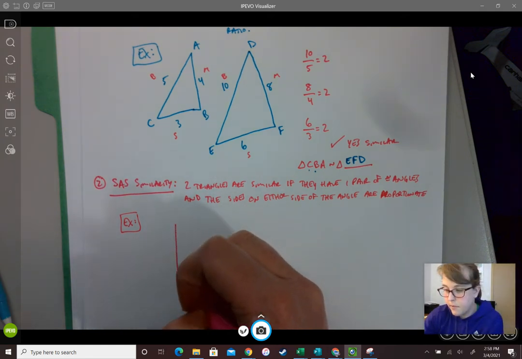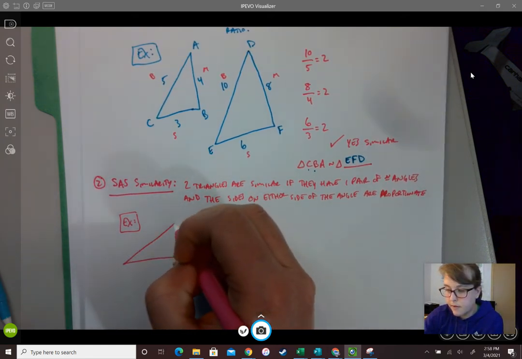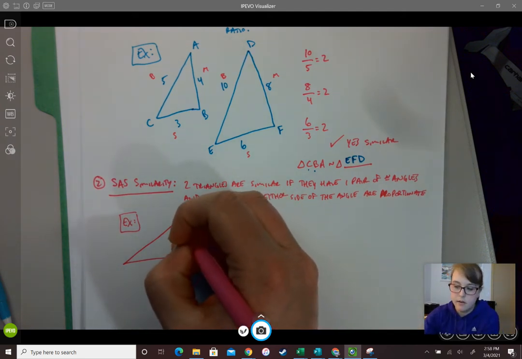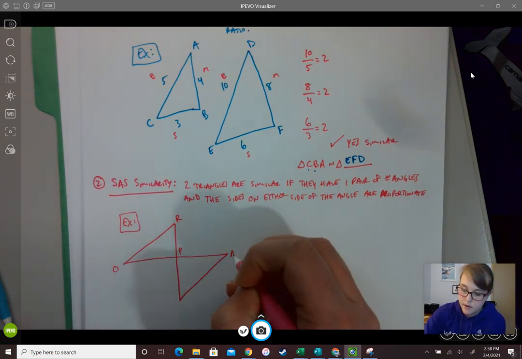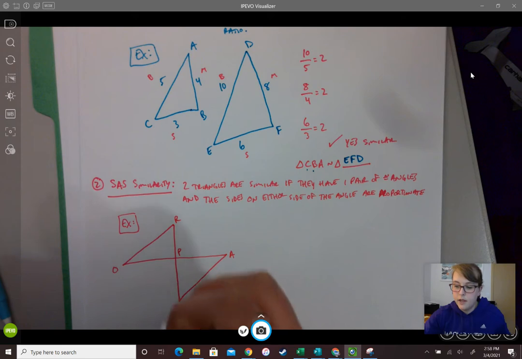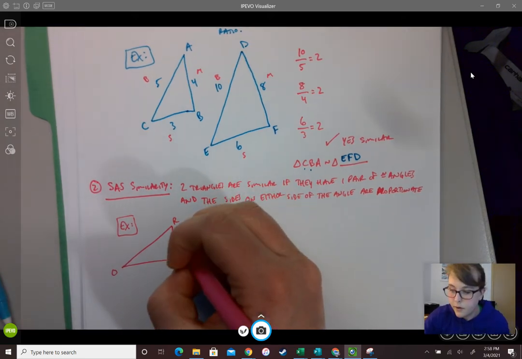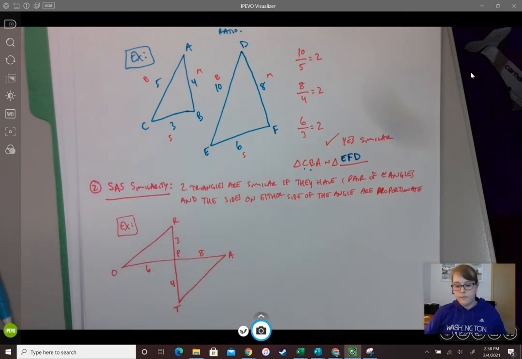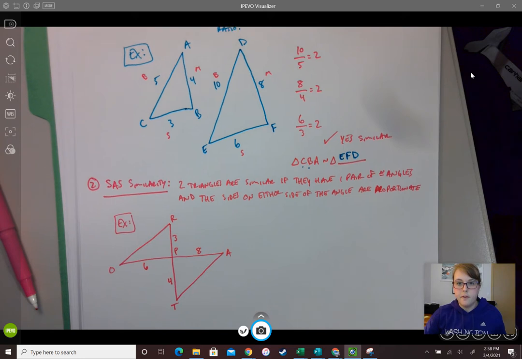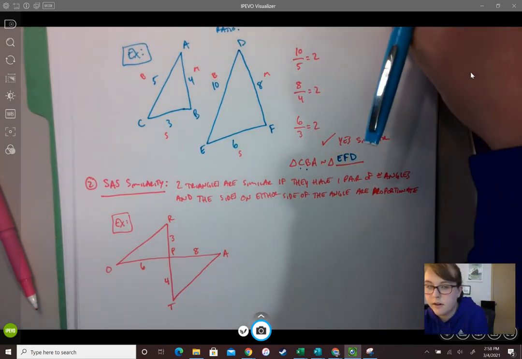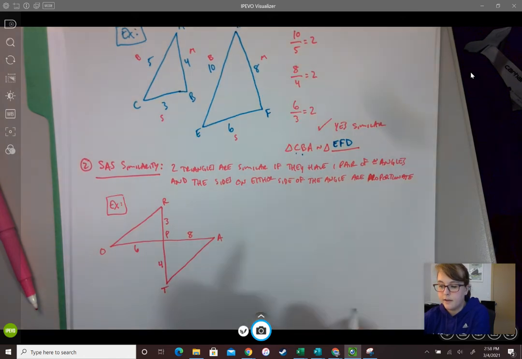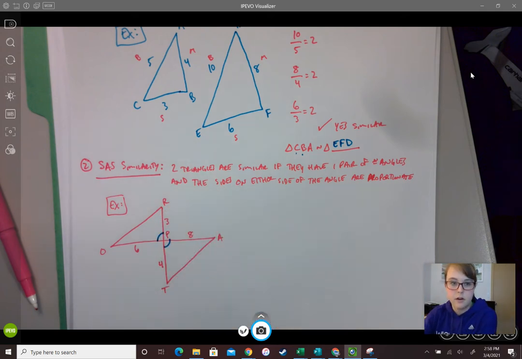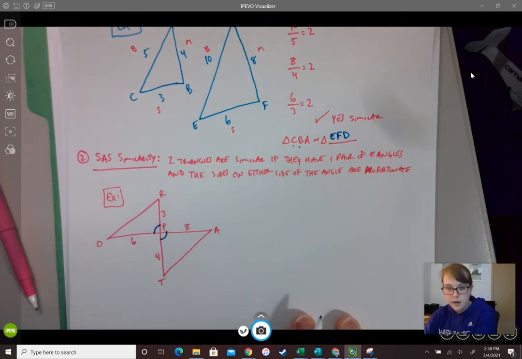So what if we have something like this, where we have, let's see, we'll call that PROAT. This side length here is 4, this one is 3, this one is 6, and this one is 8. Okay. So the first thing that we want to notice about this picture here is that we've got some vertical angles going on. Right here, remember when lines cross, we have vertical angles, and vertical angles are congruent to each other. So that would be our set of congruent angles.